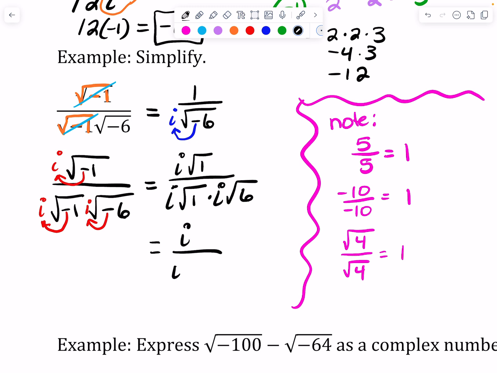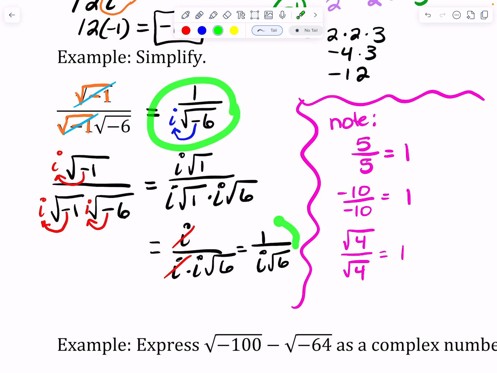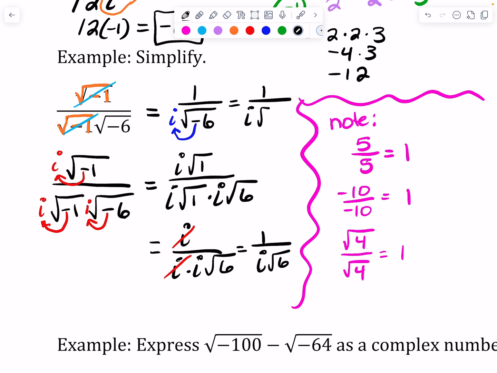So we get I over I times I root 6. And you'll see that we've got an I on top and an I on bottom, so they cancel. And we're still left with 1 over I square root of 6. So this and this end up simplifying to be the same thing. We get 1 over I square root of 6 here because this negative comes out, turns into an I, and then it makes this 6 positive.